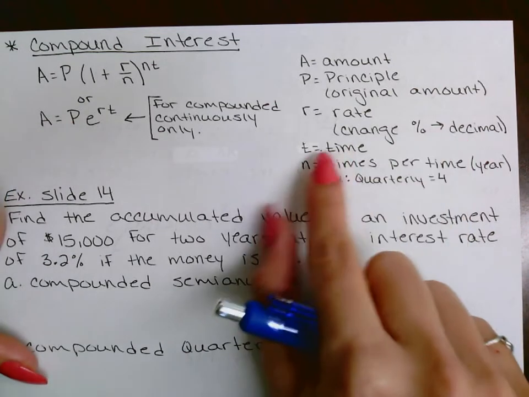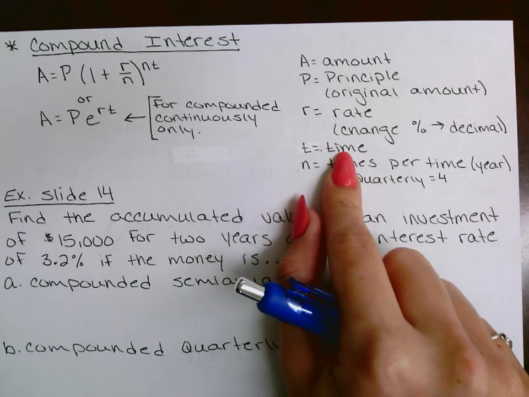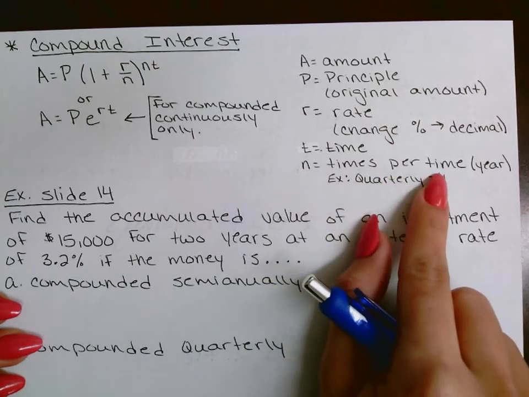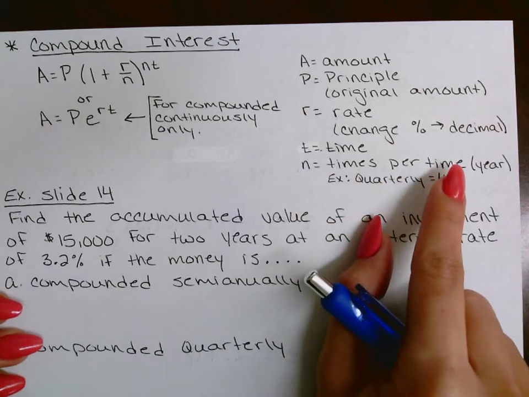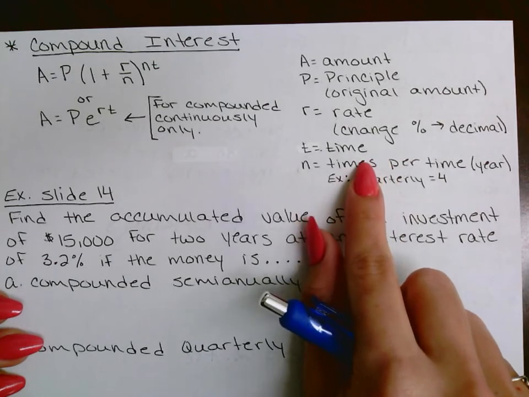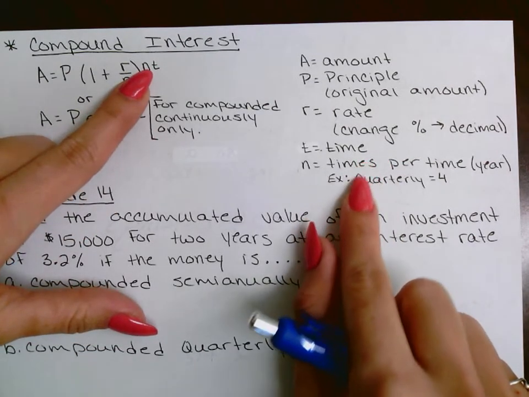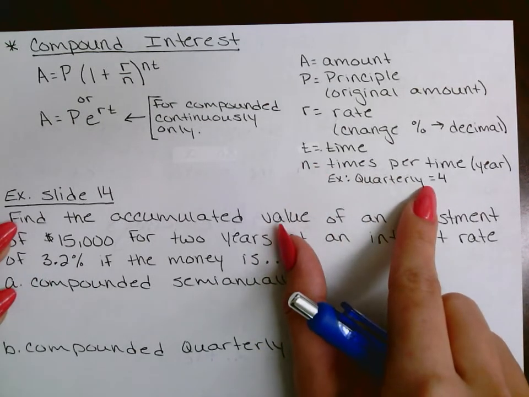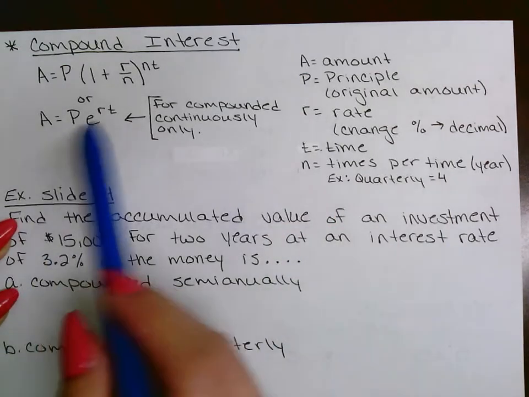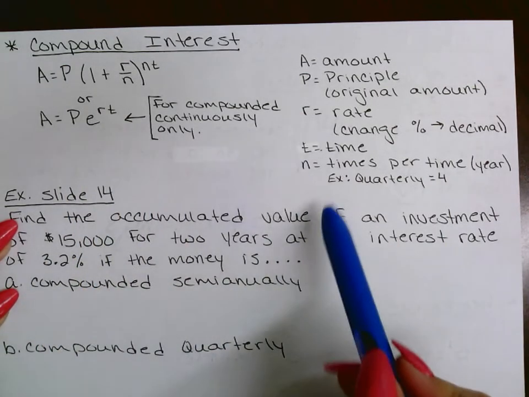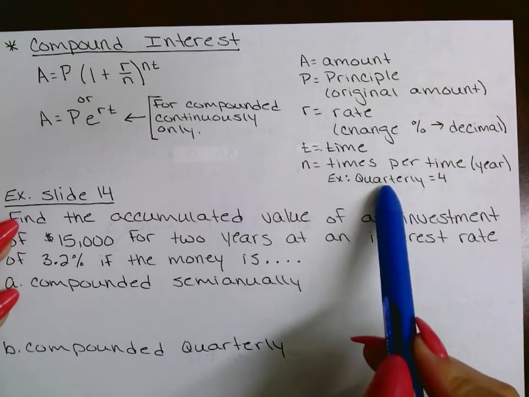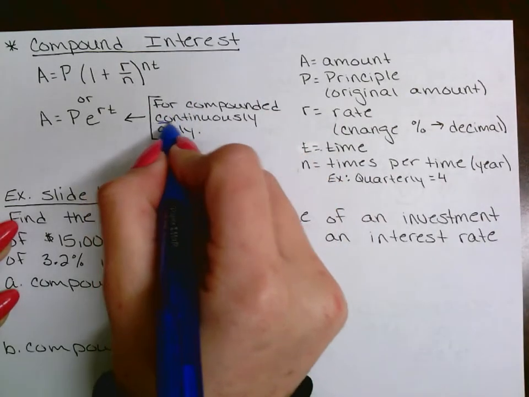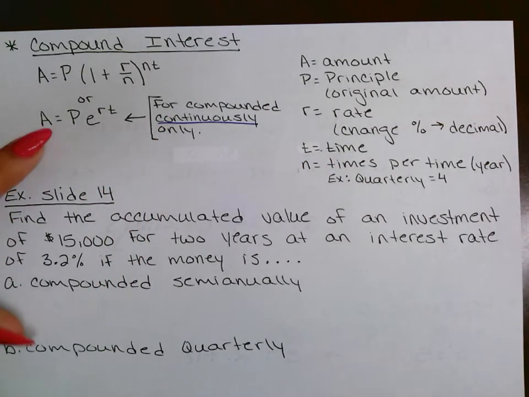Okay? T is time, where they tell you 2 years, 3 years, 4 years. And then N is how many times they will apply that interest per that time. So if they tell you it's going to happen for 5 years, but 4 times in that year, N and T get multiplied up in that exponent. Okay? And then, so for example, if they say it happens quarterly, you know that N would be 4 times within each year. Okay? Now, this second equation down here is if instead of telling you compounded quarterly, semi-annually, annually, if they say compounded continuously, keyword continuously, then you use this equation.